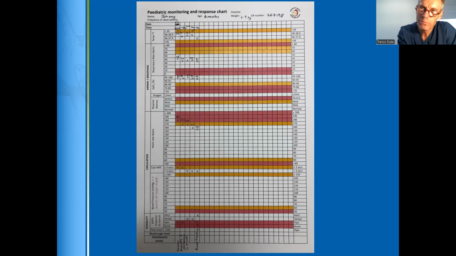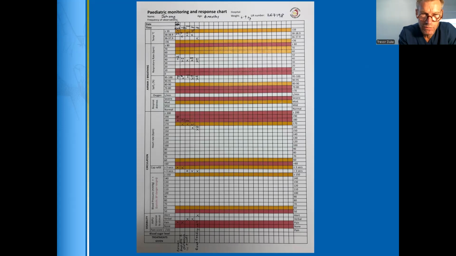So again, it makes it unlikely that he's got a serious respiratory infection like pneumonia. His heart rate was very high. In fact, in the danger zone, in the red zone to begin with, 185, and then slowly it came down over the first 24 hours. And his capillary refill time was a bit prolonged to start with, and then it became normal.